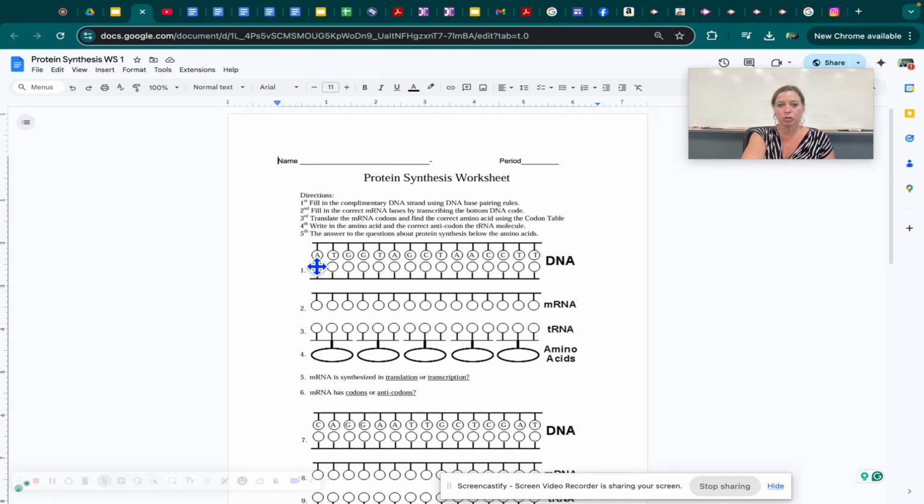Next, we're going to transcribe this bottom strand of DNA. So where there was a T, there's going to be an A. Where this A would have paired to T in DNA, instead in RNA, it's going to pair to U. So this should be AUG. Okay? AUG. And then keep going, and remember, instead of thymine, you're going to use uracil.